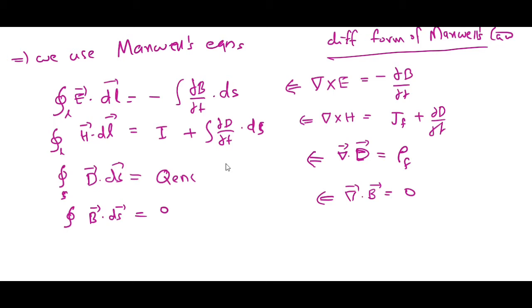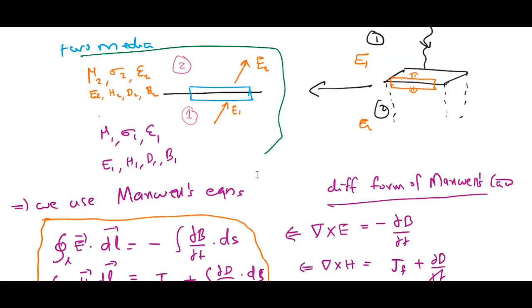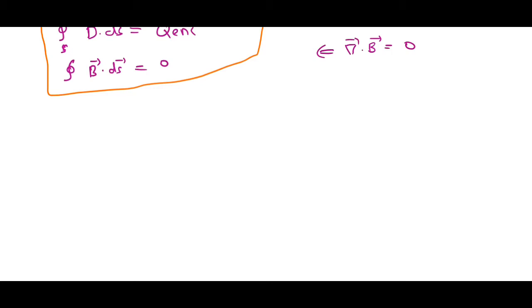But here we will use this relation to find the electric field in one medium if you know the electric field in the other medium, using the boundary conditions. In this picture, I am looking for a relation between the electric field in medium 2 and the electric field in medium 1. For this, I will use this law to establish that relation. Once again, I copy that boundary here.